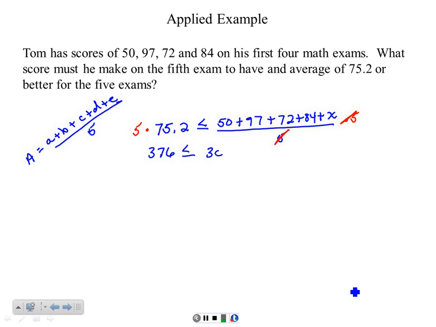And we'll get 303 plus x. So, to get x by itself, we're just going to minus 303 from both sides. And you can see that when you do that, you're going to get a 73. So basically this says that Tom has to make a 73 or better in order to pull out a 75.2 or higher.